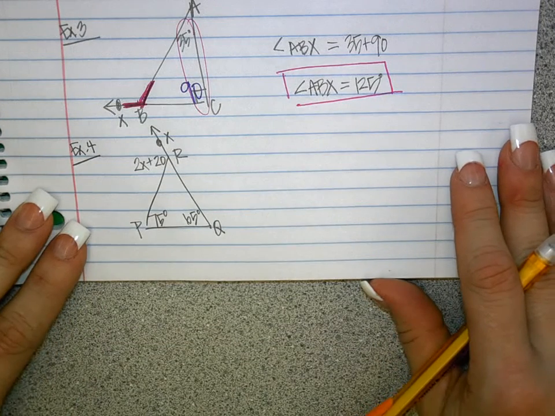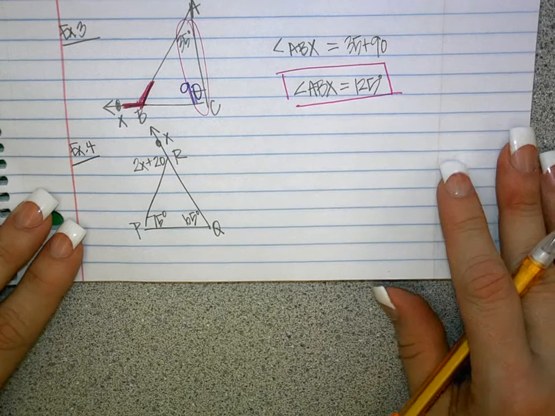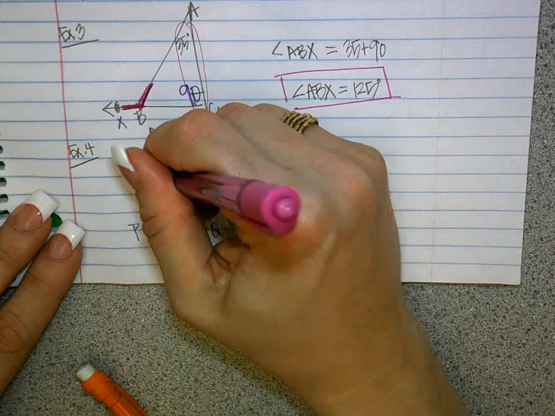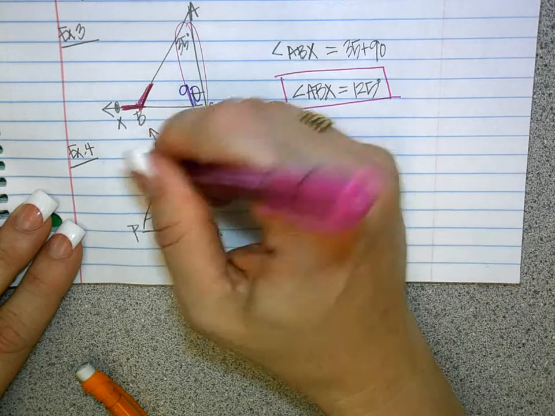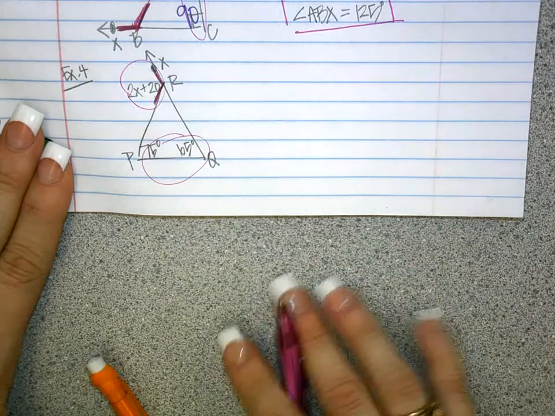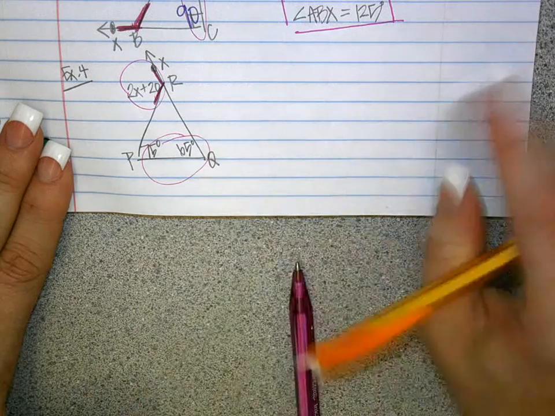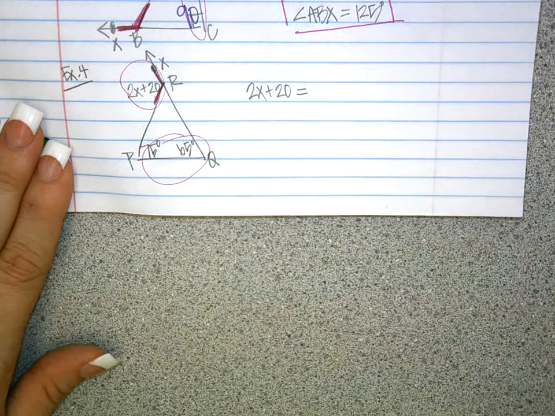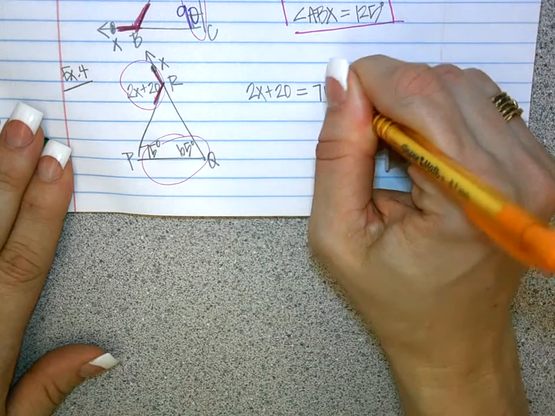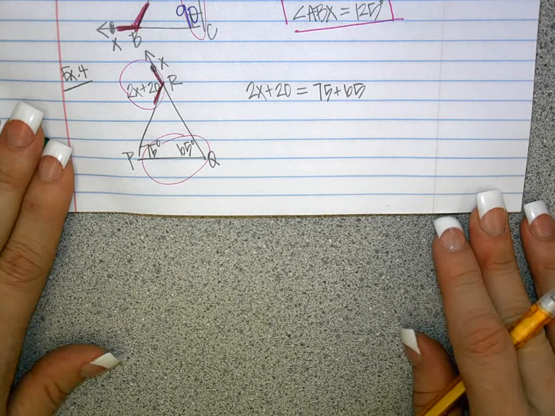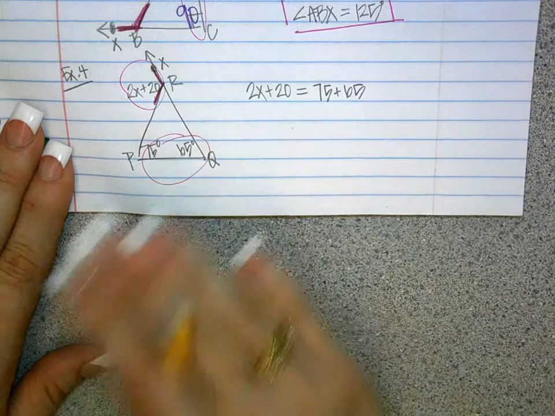Now, just because I put in letters and variables and numbers does not really make this that much more complicated. We still know that this exterior angle is going to be equal to the sum of the opposite interior angles. So that means this is equal to those two added together. You just have to set up an equation. So 2x plus 20 is equal to 75 plus 65.